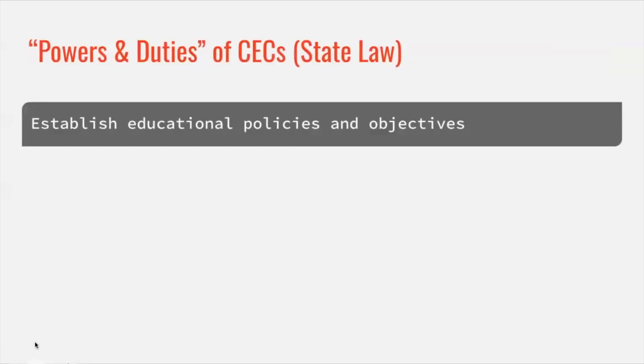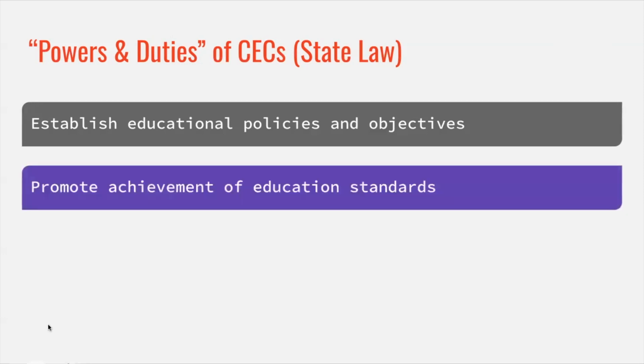So the first paragraph you will see in the law talks about the real purpose of community education councils, and that is to establish educational policies and objectives. Those are the words that are used in the law. Community education councils are also supposed to promote achievement of education standards. And then the law takes somewhat of a detour to talk about corruption prevention type measures in the law.